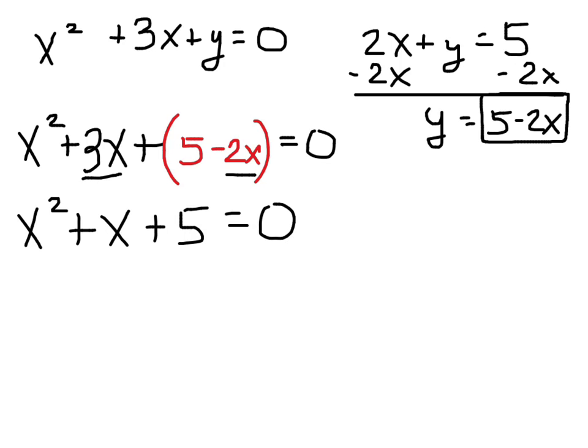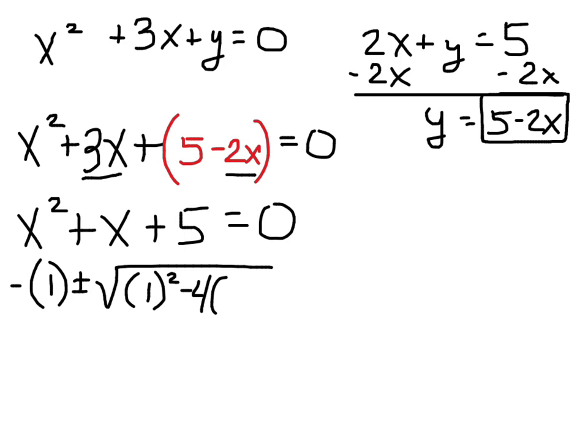How do I solve this? Which way do you want me to solve it? Factoring, quadratic formula? Quadratic formula, okay. What number is in the B position? Good. Plus or minus the square root of 1 squared minus 4 times. What's in the A position? What's in the C?